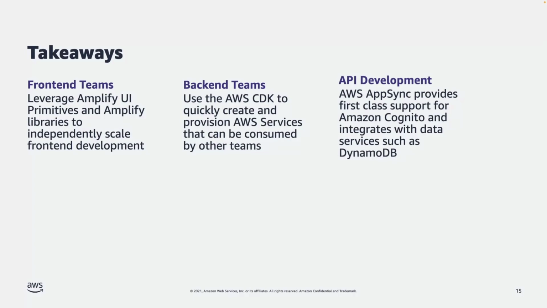So in terms of some of the takeaways, you saw how front-end teams can leverage the UI primitives and Amplify libraries to scale independently. Meanwhile, backend teams can develop all of those services on their own, and they can be consumed by other teams and not just limited to just one specific front-end team. And then in the middle, we have AWS AppSync, which provides first-class support for Amazon Cognito, which we saw with authentication, then also integrates with other data providers such as DynamoDB and AWS Lambda. So that way data can be persisted inside of a real-time database.